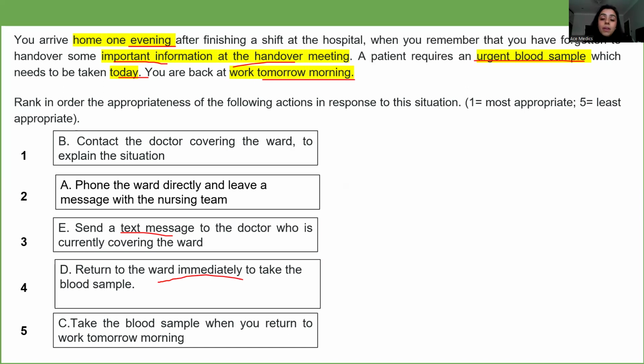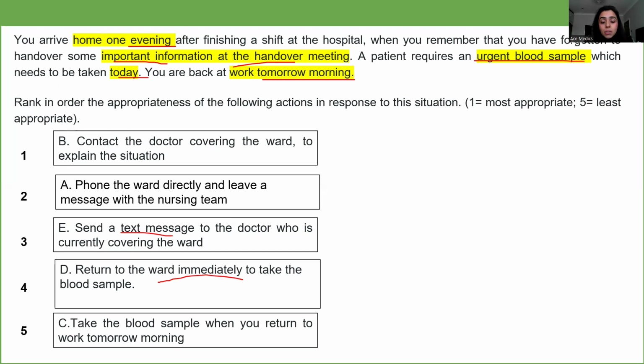And that is purely because it demonstrates a very inappropriate work-life balance. The question has already told you that you're going to be back at work tomorrow morning. So if you're already at home and you decide to go back to the ward to do this blood test, it could result in fatigue, and the next day you could be quite tired and could be making errors. But it is still better than obviously waiting till the morning, because you know that patient safety could be compromised. But this is not a high ranking option, purely because in the first instance, if this were to occur to you, there are several more sensible things that you can do.